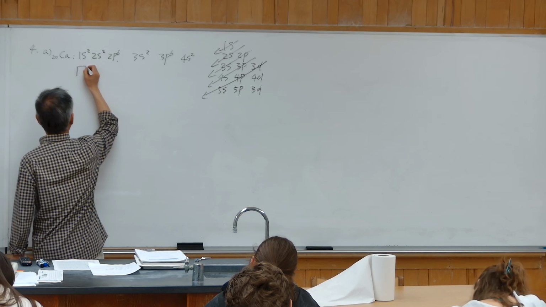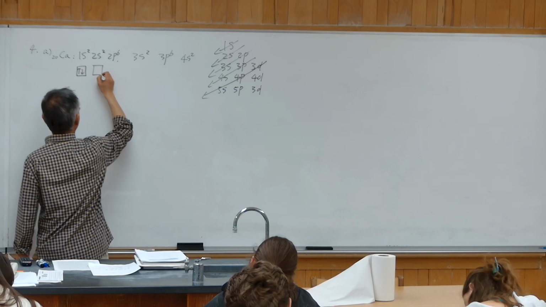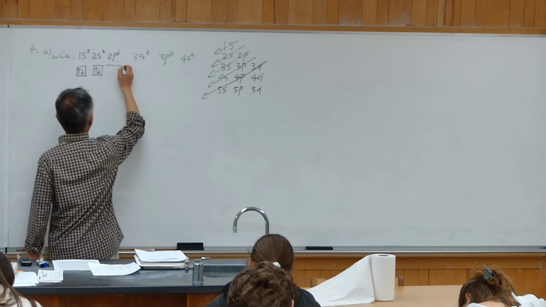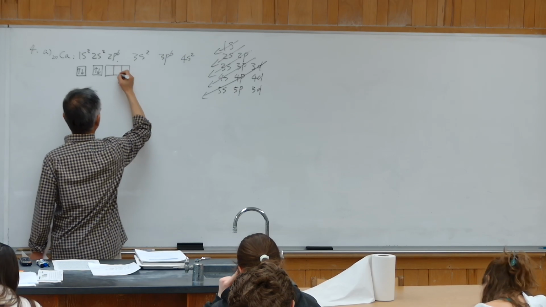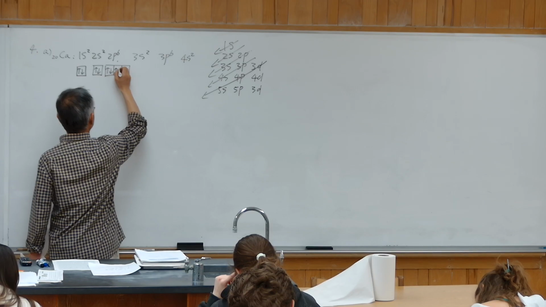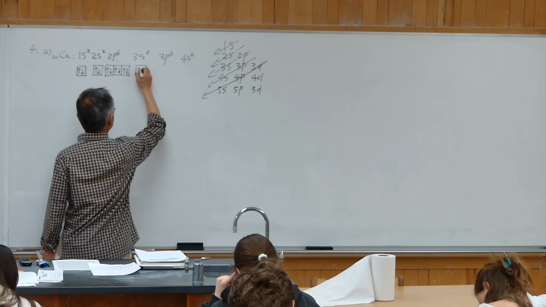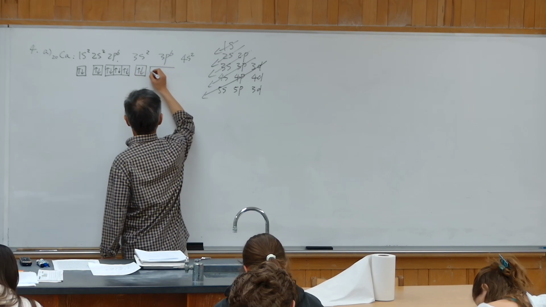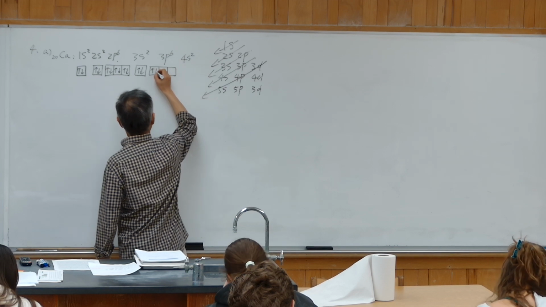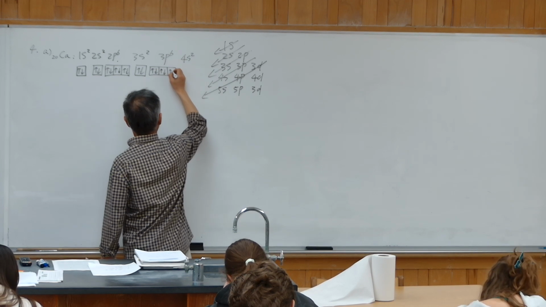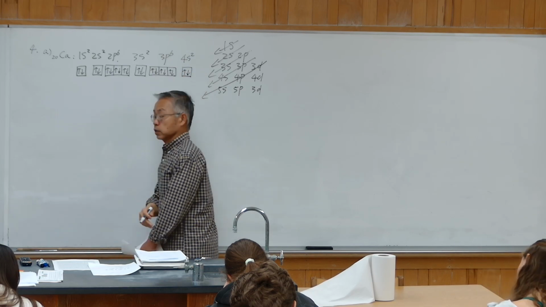So draw one orbital under this 1s, and 2s also one orbital. 2p, 3 orbitals, 6 electrons, each orbital fills 2. 3s is 1 orbital. 3p also 3 orbitals. Then 4s, 1 orbital, 2 electrons.